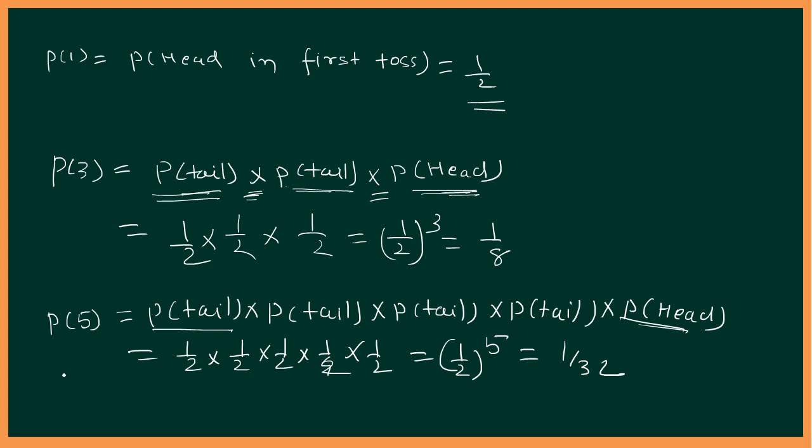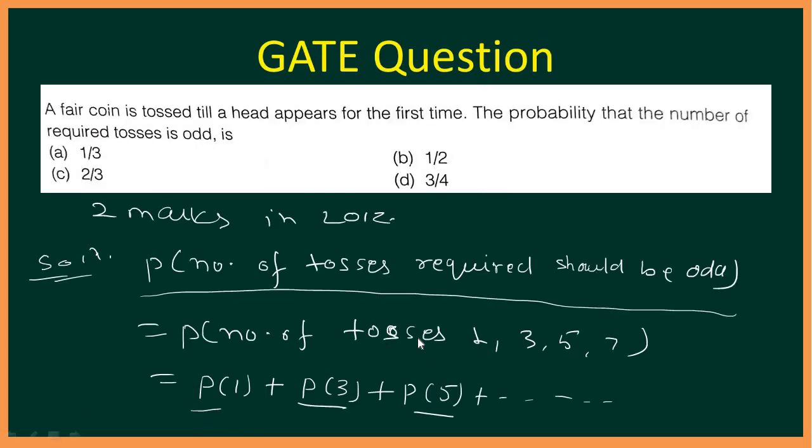Similarly, if I ask what will be the probability of P7, P7 means the probability of getting head in the seventh attempt for the first time. So you can observe it and directly write it as 1 by 2 to the power 7. So let's calculate the final probability. What will be our final probability? The final probability will be P1 plus P3 plus P5 plus P7, like this.